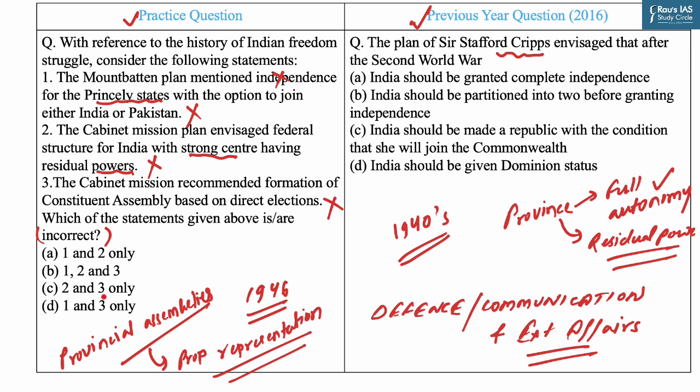So as you had to find the incorrect statement and all the statements are incorrect, our answer would be B, that is 1, 2 and 3. Answer for this PYQ is D.